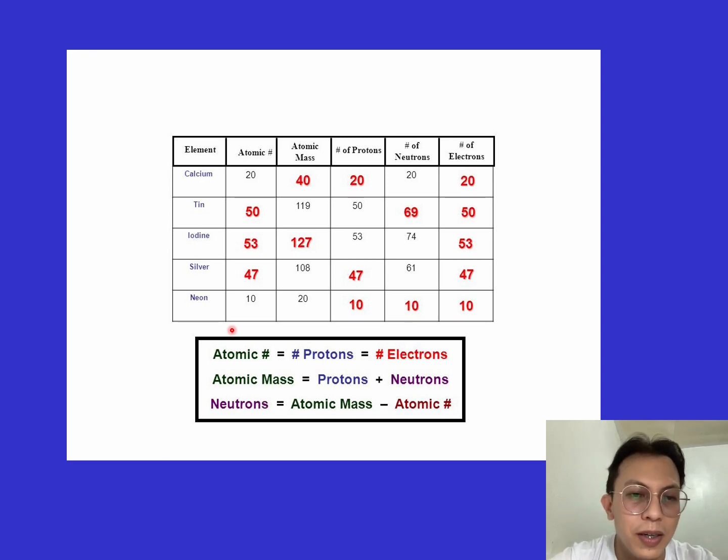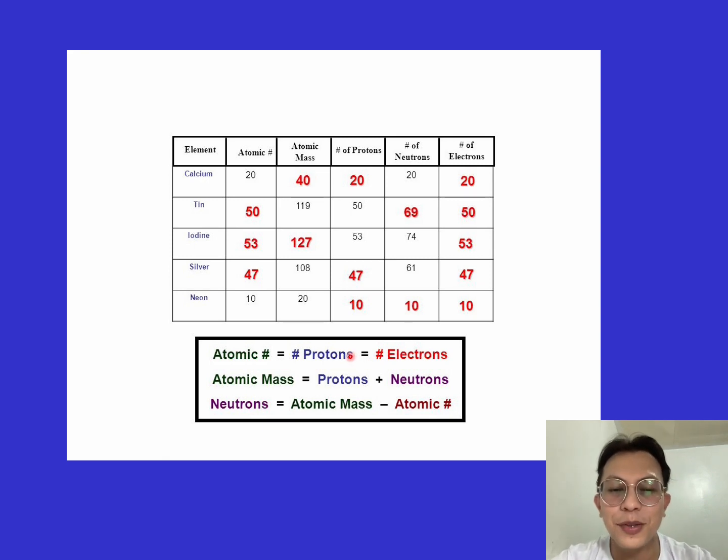Do not worry, because there below we have clues. So you know already that the atomic number is equal to the number of protons and the number of protons is equal to the number of electrons.